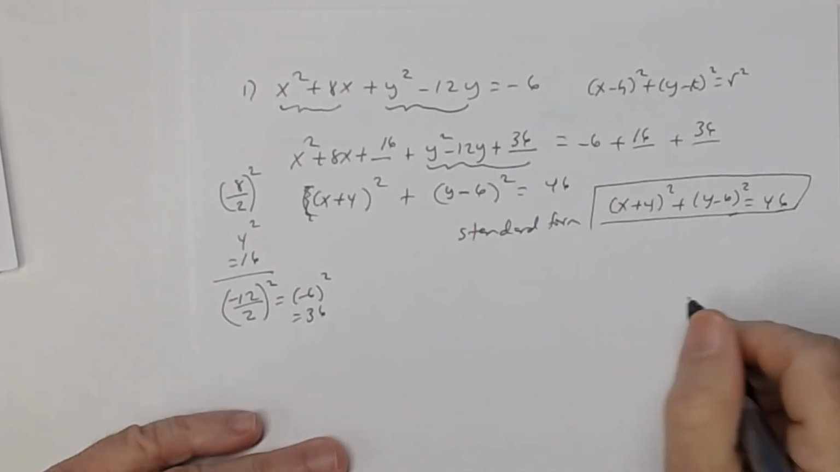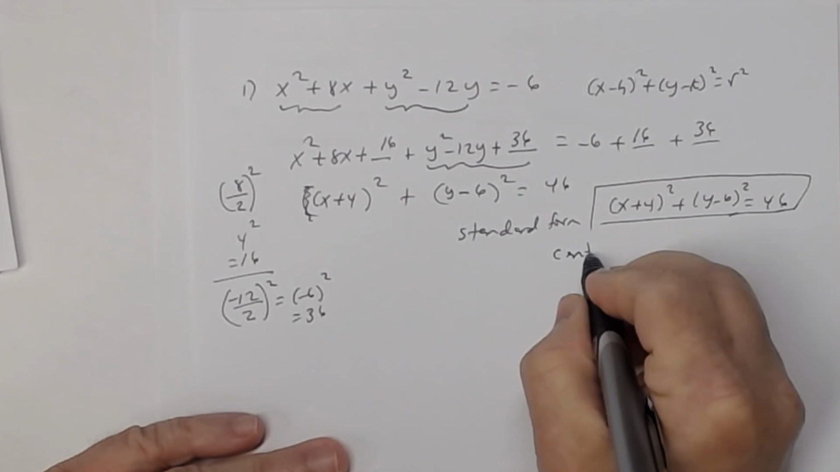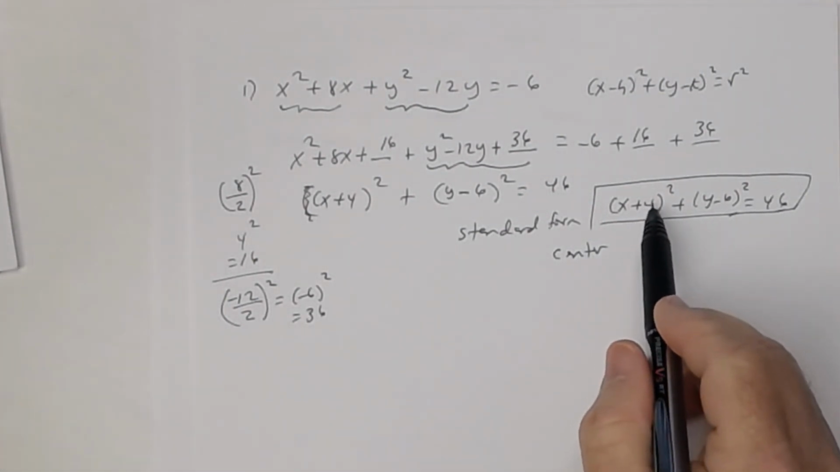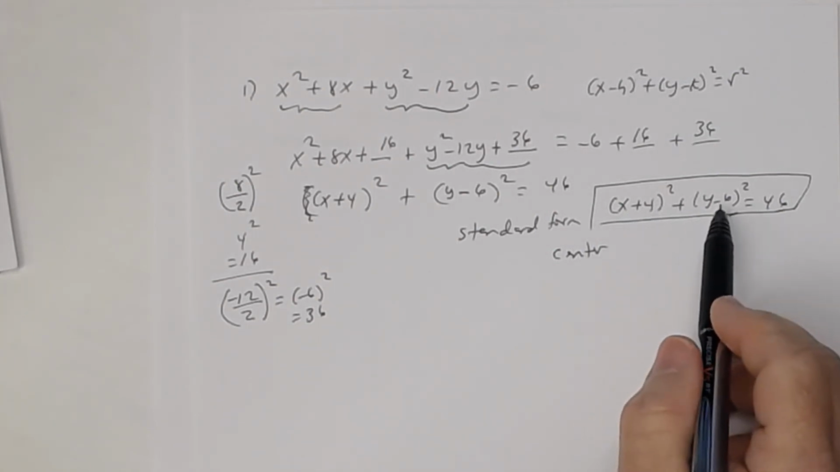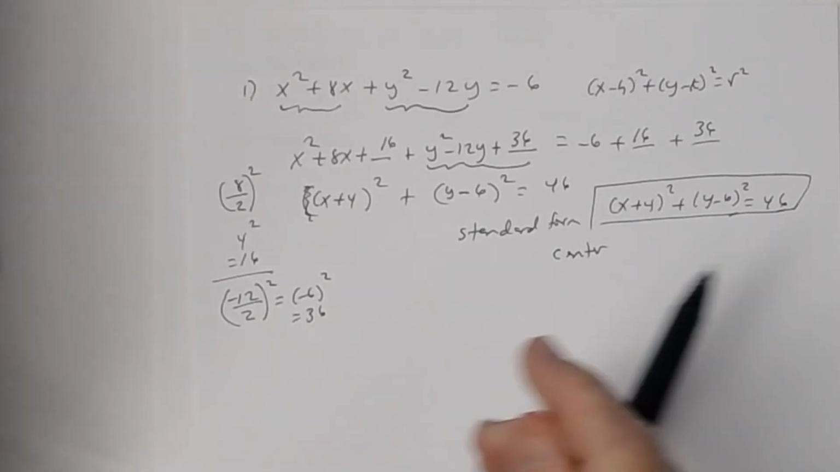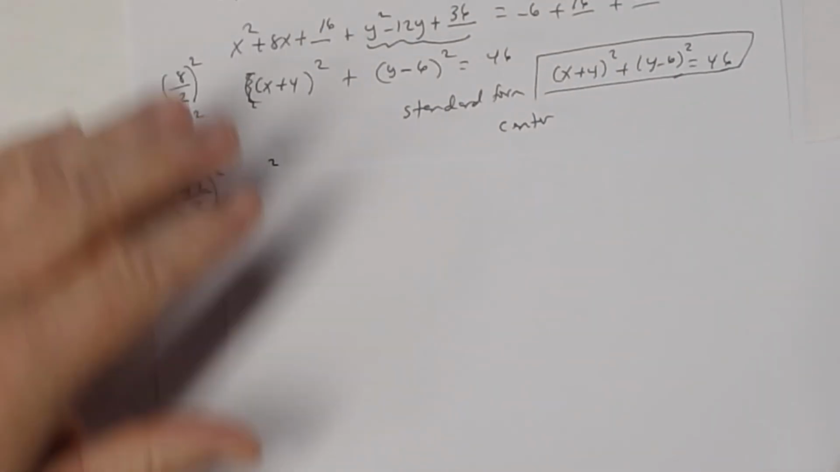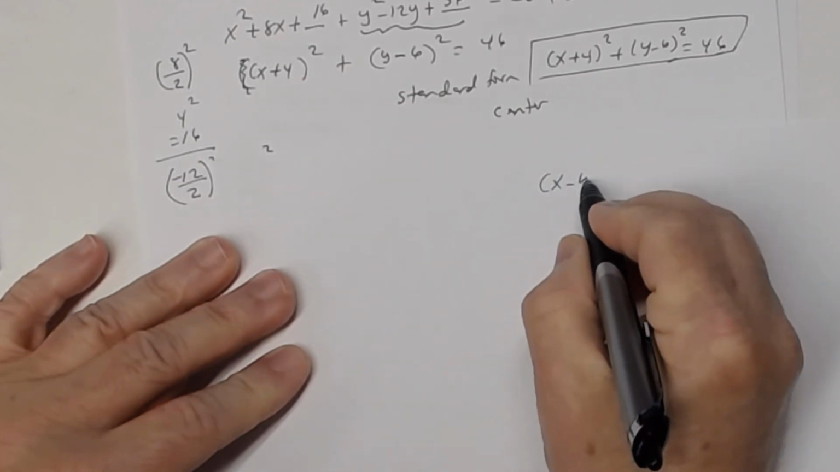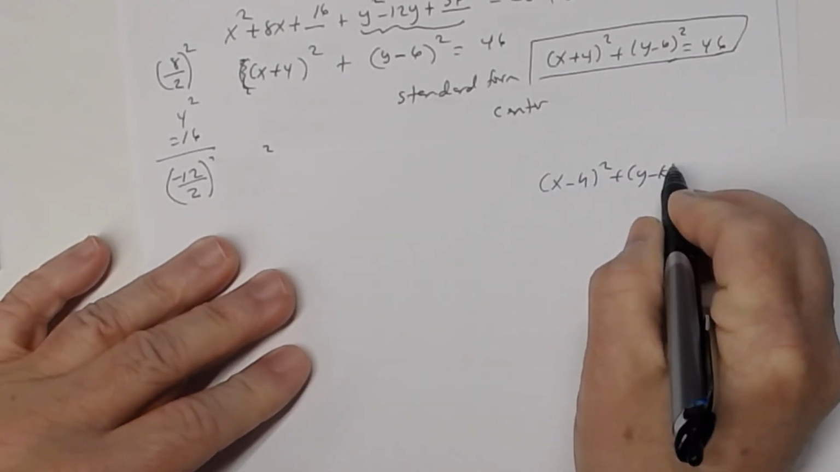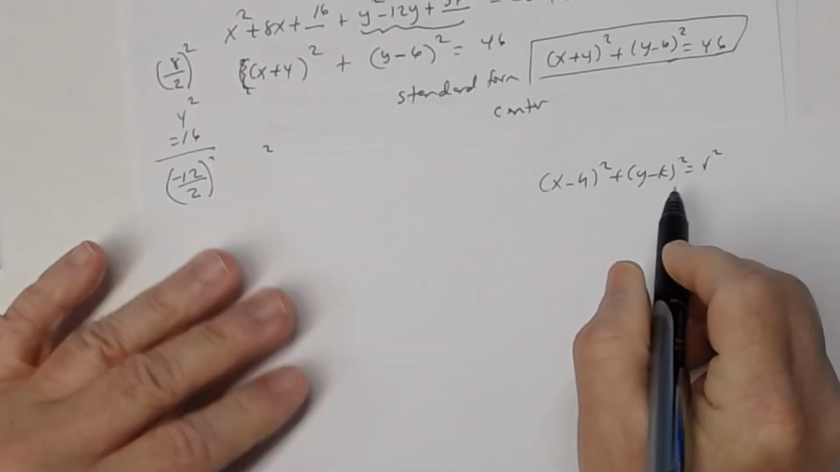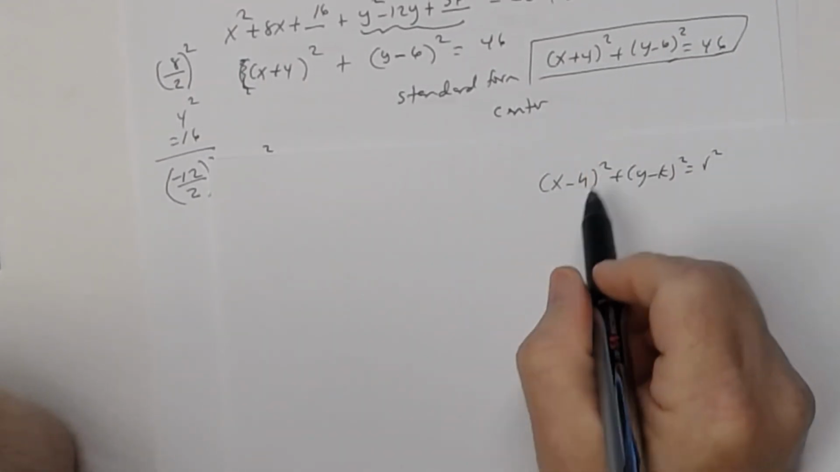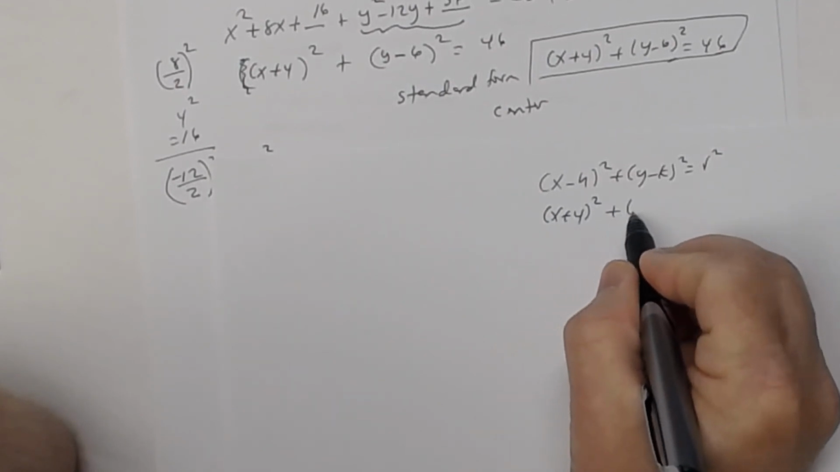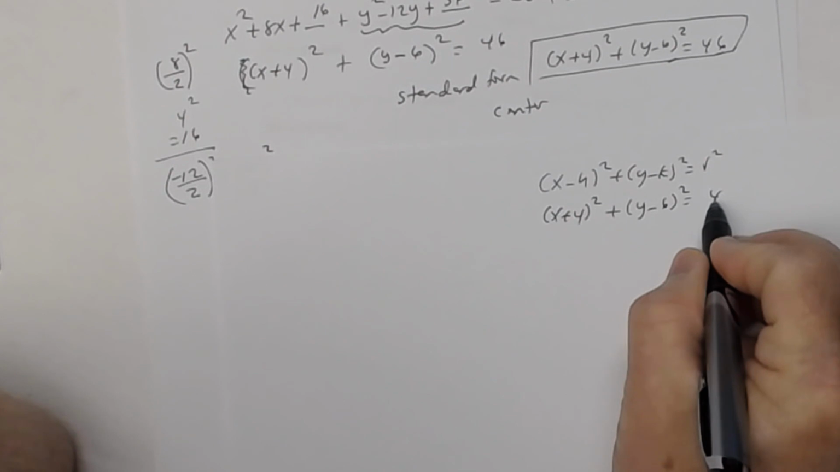Then you want to find the center and the radius. So the center, and be careful with the center. So remember how we did this. Don't make the mistake and say the center is 4, negative 6, because you have to remember what that standard form looks like. So remember your standard form right here. So you have x minus h squared plus y minus k squared equals r squared. And so if I take this right here and put it right underneath, so x plus 4 squared plus y minus 6 squared equals 46.